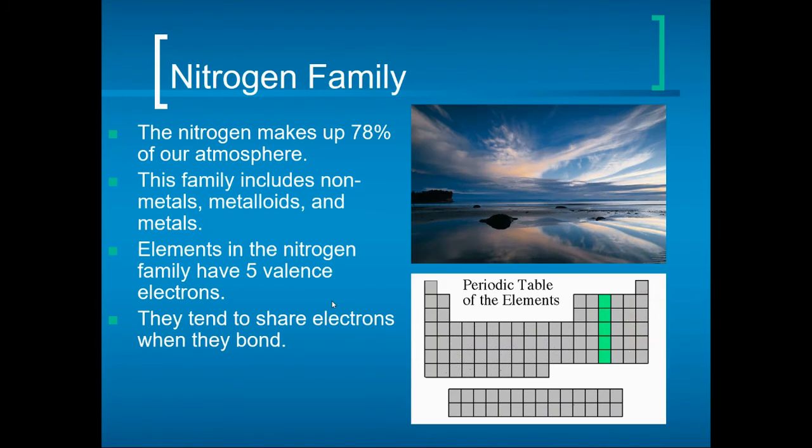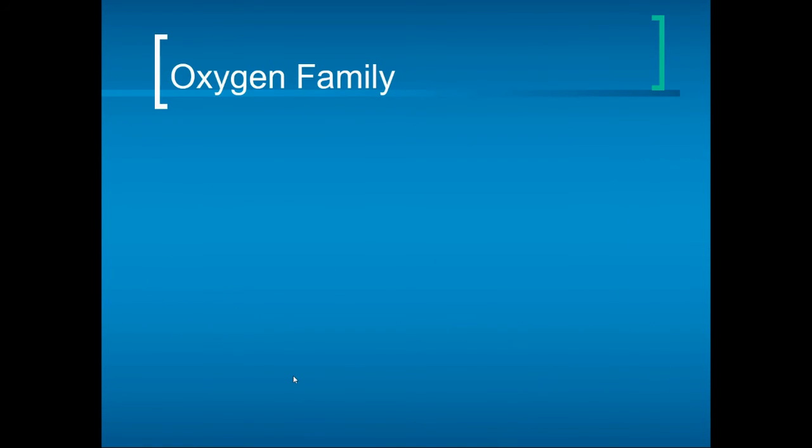Okay, next we have in group 15 the nitrogen family. Nitrogen makes up 78% of our atmosphere. This family includes a nonmetal, a metalloid, and metals. They have 5 valence electrons. They tend to want to share electrons when they bond. That's called a covalent bond. And they tend to want to gain 3 electrons, so that if they gain 3 electrons, they will then have 8 electrons total. So they gain 3 electrons, they tend to want to have a -3 charge.